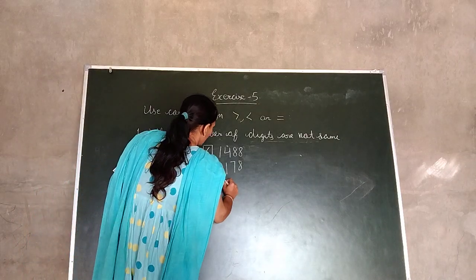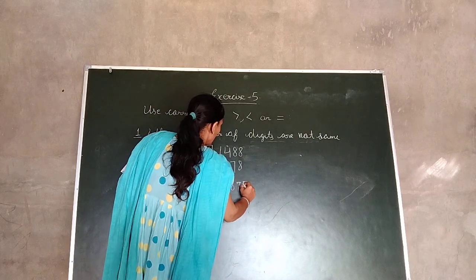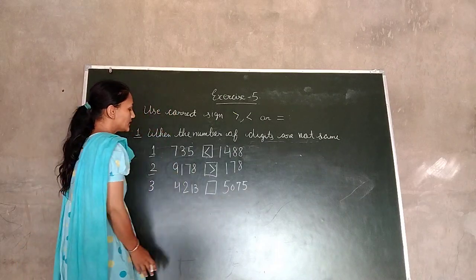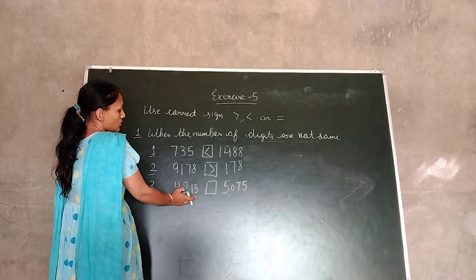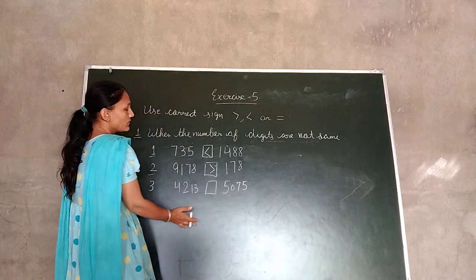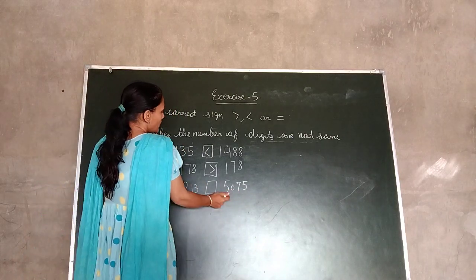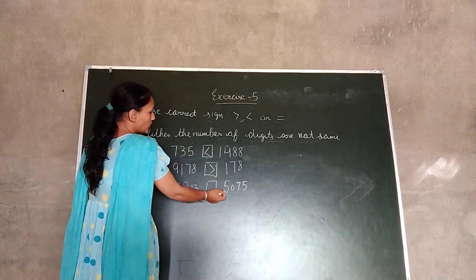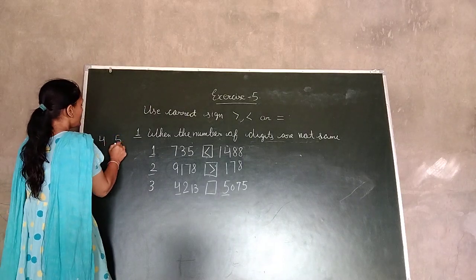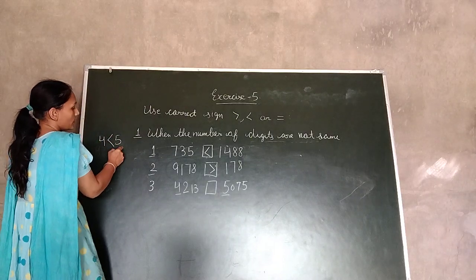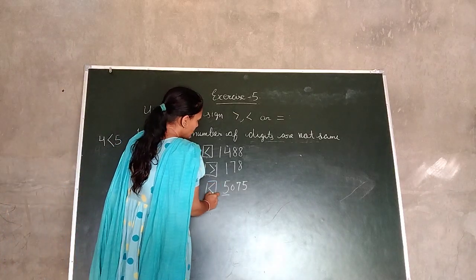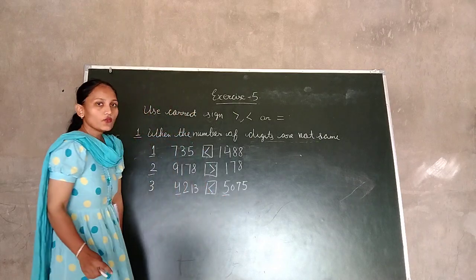Next, third question. 4213 and 5075. First of all, we will count the number of digits. 1, 2, 3, 4. In this number we have 4 digits. 1, 2, 3, 4. In this number we have 4 digits. So what we will do? Now we will compare the digits in thousand place. Here we have 4 and here we have 5. 4 is less than 5. So what it means? 4213 is less than 5075.